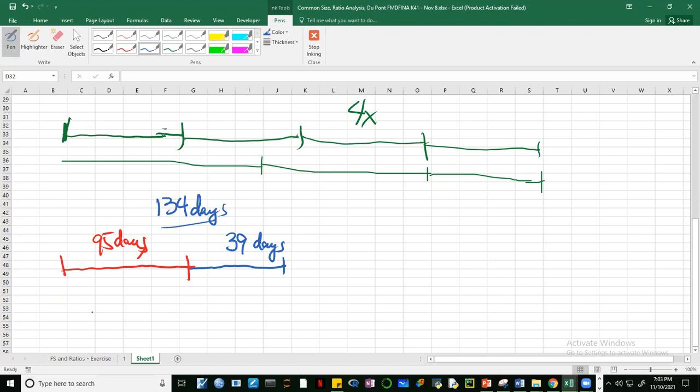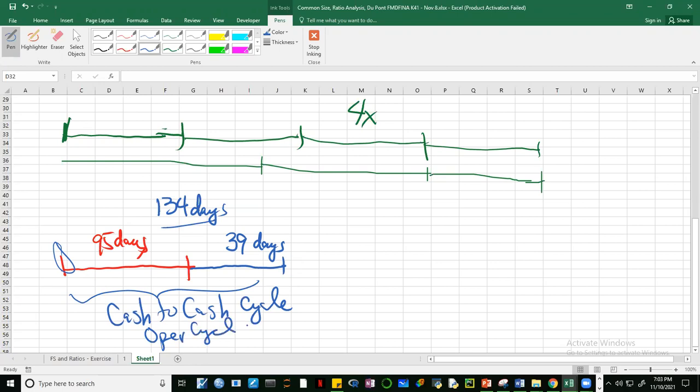Okay, so that's why sometimes this is called the cash to cash cycle. Cash, naglabas ng cash dito, and then makukolekta ulit yung cash. Okay, dito na marirecover, cash to cash cycle, or this is your operating cycle. Okay, is the company performing well? 134 days. Better pa nga nung 2020 kasi 104 days.